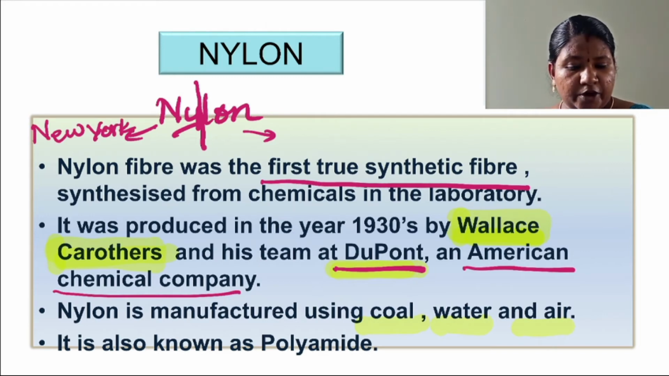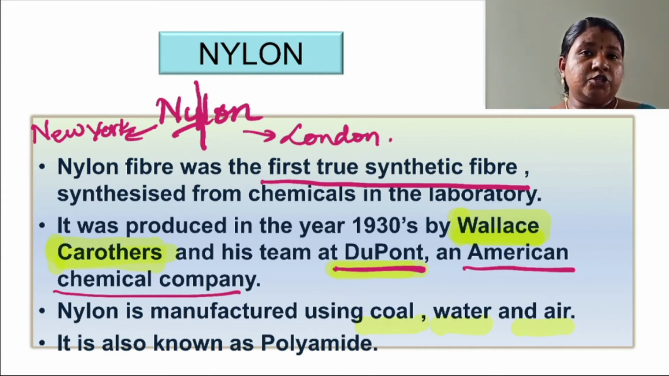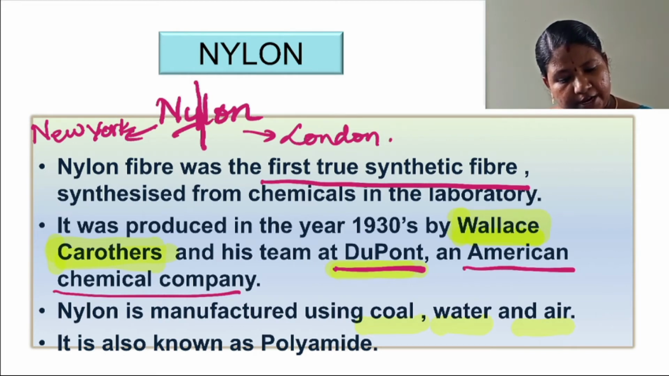And LON stands for London. So actually this process of production of nylon happened simultaneously in these two places, namely New York and London. So they have given the name nylon. NY stands for New York and LON stands for London. Fine. And one more piece of information about nylon.